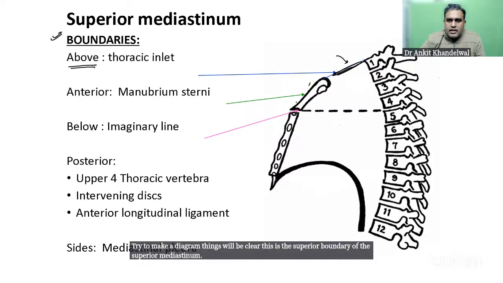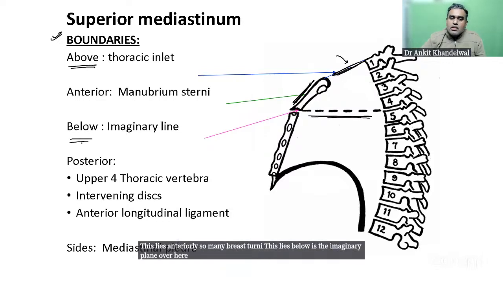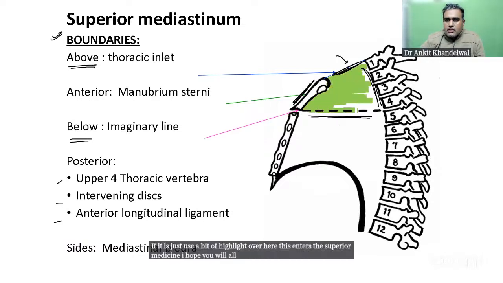This lies anteriorly, so manubrium sterni. What lies below is the imaginary plane over here. And posteriorly, we have the upper four thoracic vertebrae with their disc and the ligaments over here. This over here is the superior mediastinum. If we just use a bit of highlighter over here, this entire area is the superior mediastinum. I hope you all will agree that this is our superior mediastinum. Agreed? Simple as that.